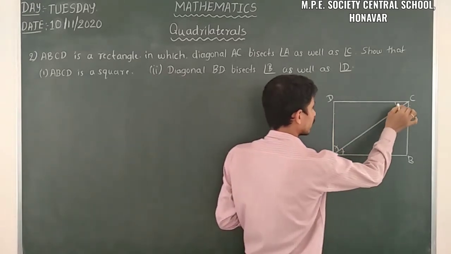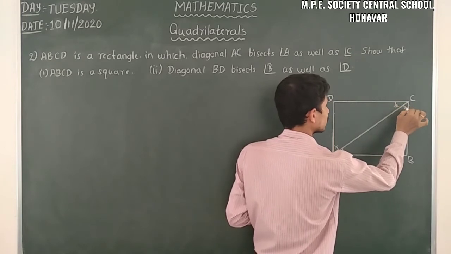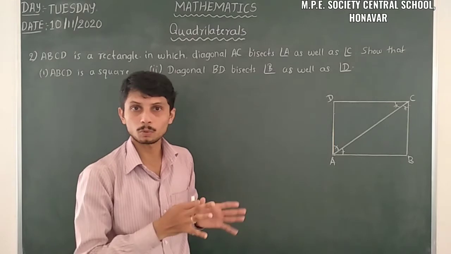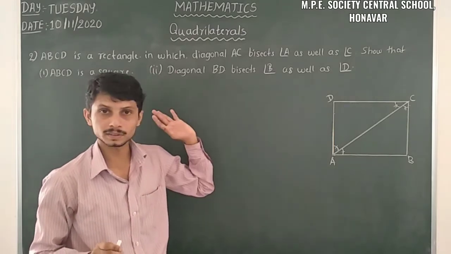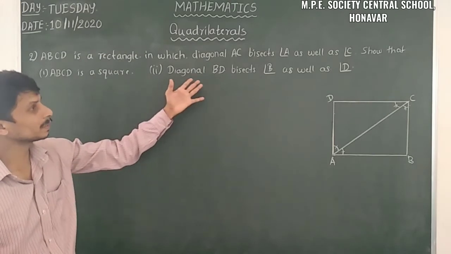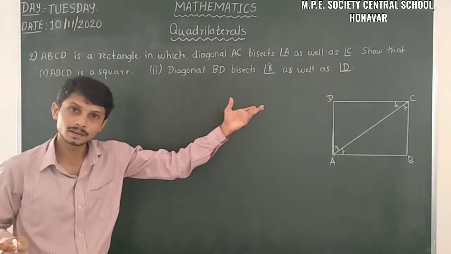I will take one line here, and there will be two lines here. This symbol we can use as the equality. Here we have this, and then we have to prove that ABCD is a square and diagonal BD bisects angle B as well as angle D.